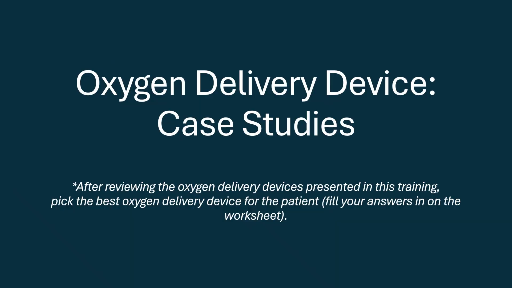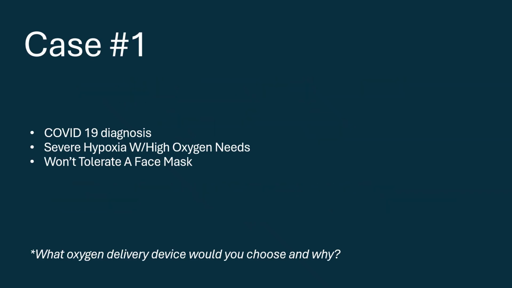All right, the last thing we're going to do is look at a few case studies. After reviewing the oxygen delivery devices that we just talked about, I want you to pick the best oxygen delivery device for that patient, and you're going to follow along and do this on your worksheet. So case number 1, your patient was just diagnosed with COVID. They've got severe hypoxia with high oxygen needs, and they aren't going to tolerate a face mask, won't wear a face mask. So what oxygen delivery device would you choose and why? Write it on your worksheet.